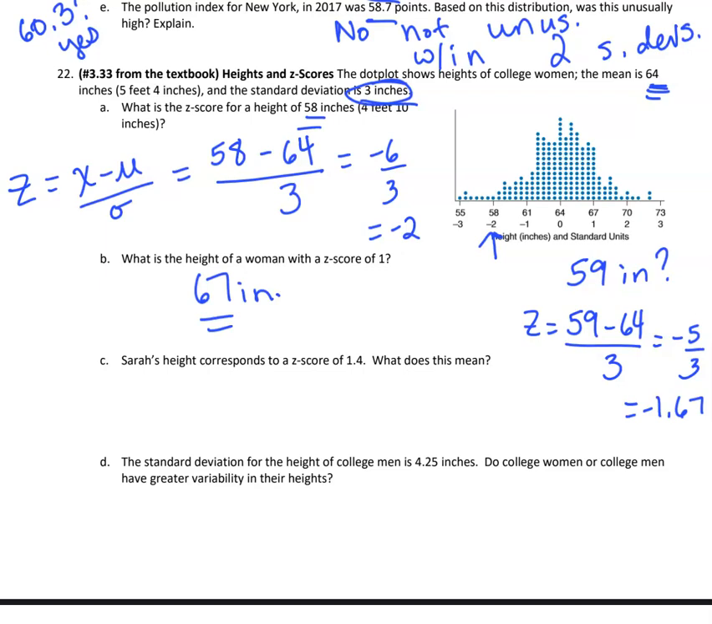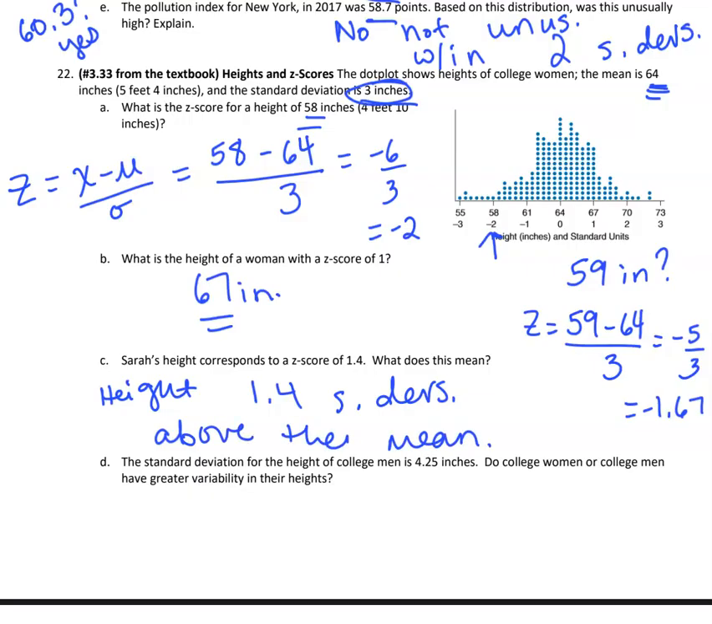C says, Sarah's height corresponds to a z-score of 1.4. How would you interpret this? Well, it's positive, so that means she is above the mean. So we would say her height is exactly 1.4 standard deviations above the mean of 64 inches.